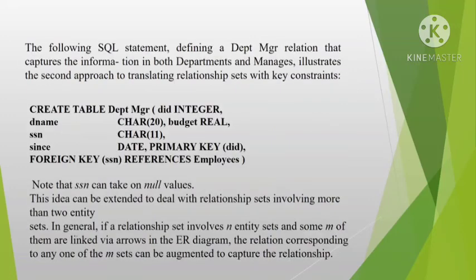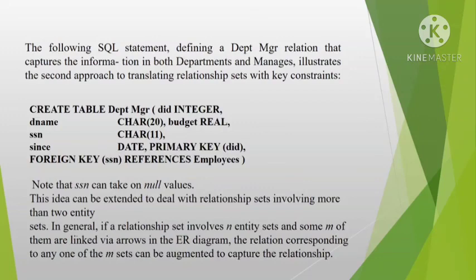The following statement defines the department-manager relationship and captures the information in both department and manages. It illustrates the second approach to translating a relationship set with key constraints. This is the SQL code for the second approach with the manages table. Here the SSN can take a null value.